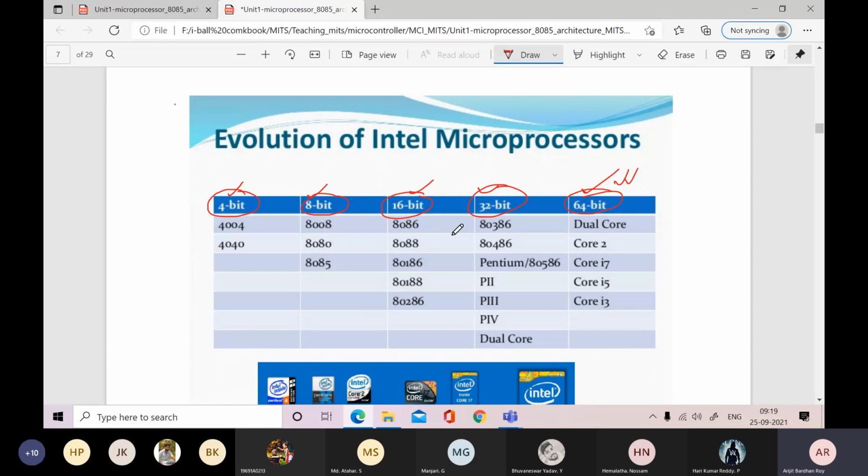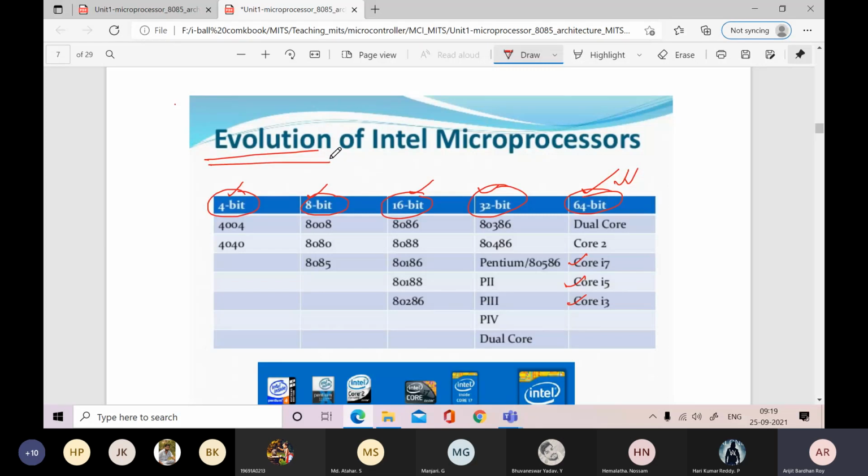Many old microprocessors which are 32-bit are still in the market, but mostly we are using Core i7, Core i5, Core i3, and all of these are 64-bit microprocessors. That means the data bus is 64-bit, so at a time you can analyze 64-bit data. Okay, now this is, you can say, the evolution of the Intel microprocessor.